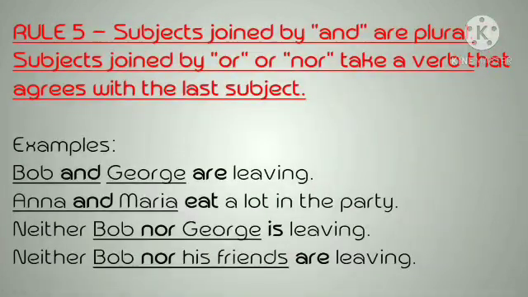Rule number 5. Subjects joined by and are plural. Subjects joined by or or nor take a verb that agrees with the last subject. Look at this one. Bob and George are living. Bob and George are different entities. Bob is a person and George is another person. So it is like 1 plus 1. So this will be 2. So we are going to use are.